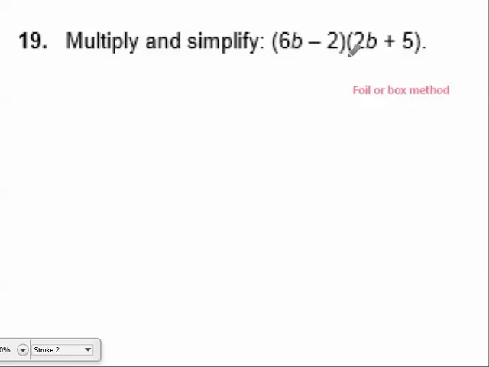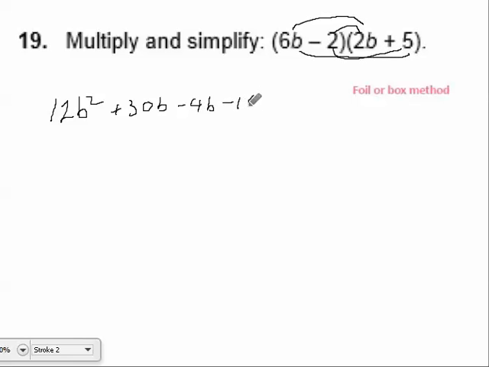Okay. This one we're going to use the FOIL method. We're going to multiply the first terms together. 6 times 2 is 12. That'd be 12b squared. Outside, 6b times 5 gives me a plus 30b. The inner ones, negative 2 times 2b gives me a minus 4b. And the last terms, minus 2 times 5 gives me a negative 10.